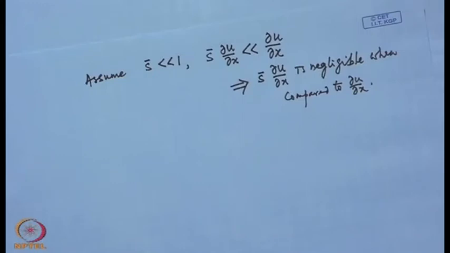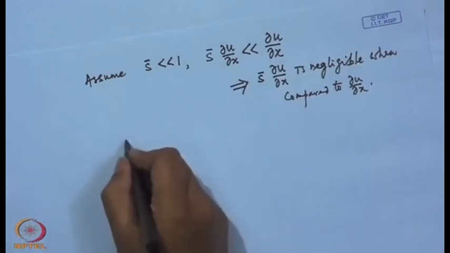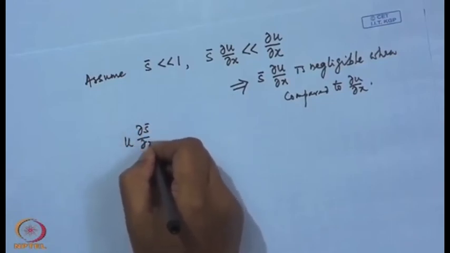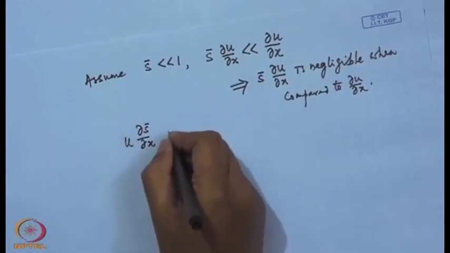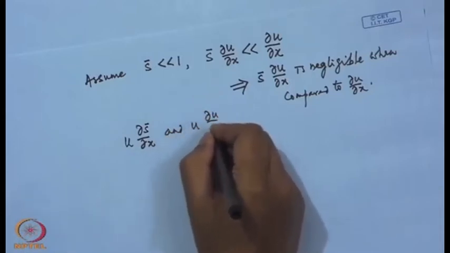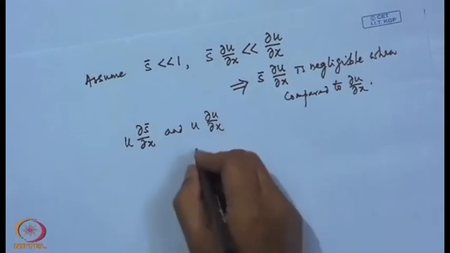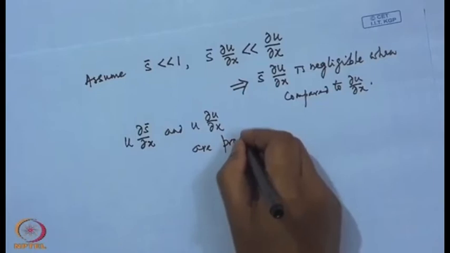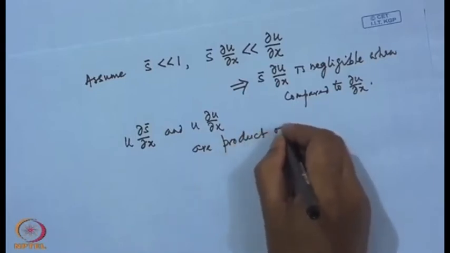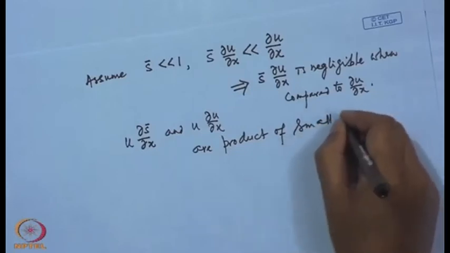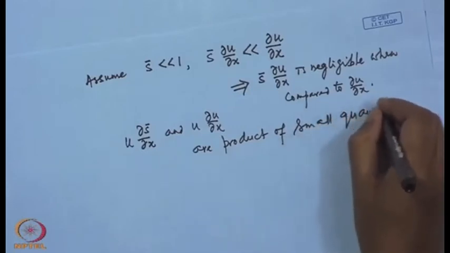Similarly, the terms u d S bar by dx and u du dx are products of small quantities, hence they are negligible.